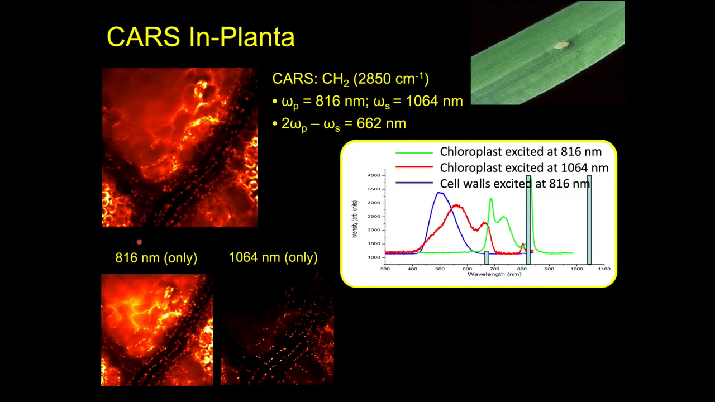However, in the case of the plant leaf, we saw that if we apply only the pump or only the Stokes, the signal doesn't disappear, and rather disappointingly, all we're seeing is just fluorescence. If we look at the diagram here of the autofluorescence signal from chloroplasts and plant cell walls at different wavelengths, we can see that the fluorescent emission is extremely broad, and it completely swamps the small CARS signal that's produced from the plant.